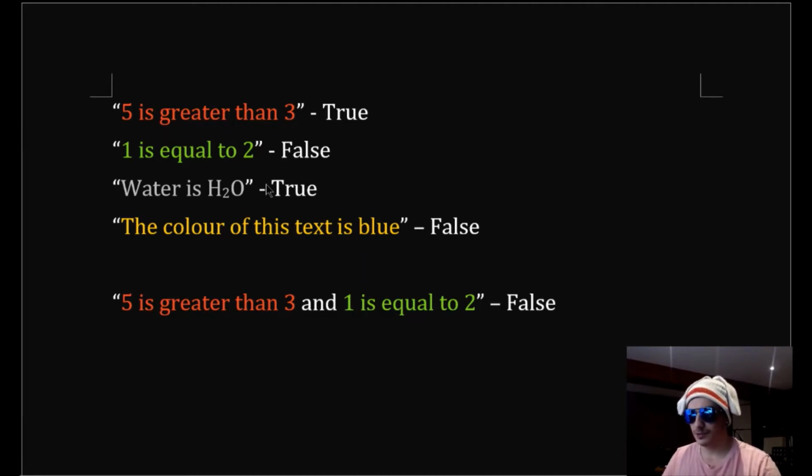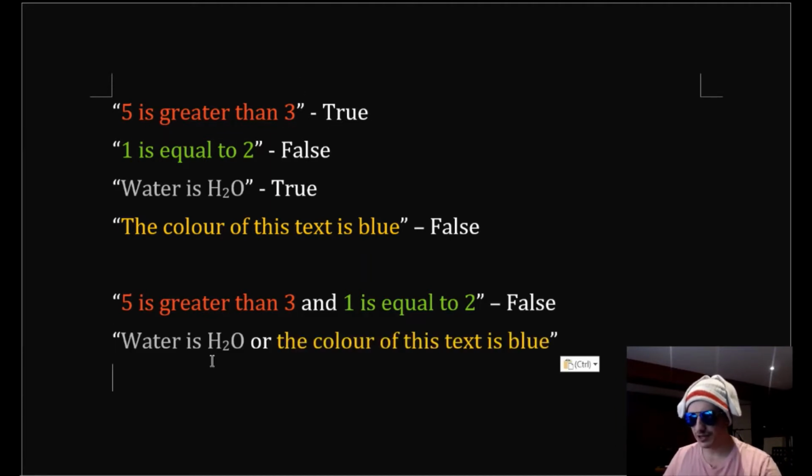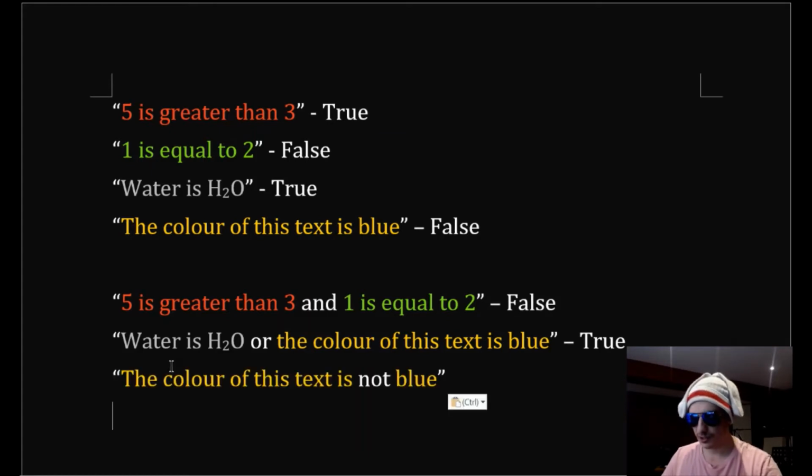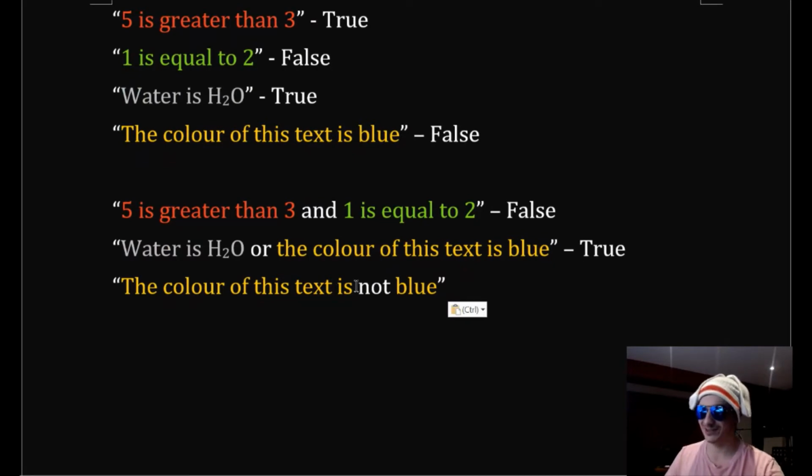Another example, water is H2O, or the color of this text is blue. Okay, well, water is H2O, so we don't really need to worry about the next part of this. So this is true. The color of this text is not blue. Well, yes, we just added this not here, so it's true. Because not negates the truth and falseness of a statement.